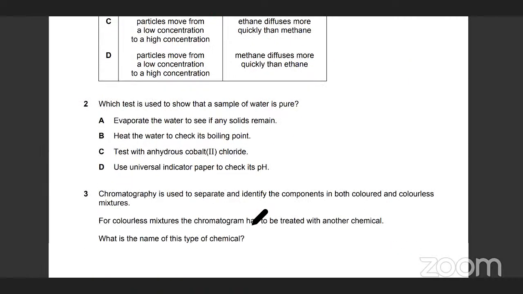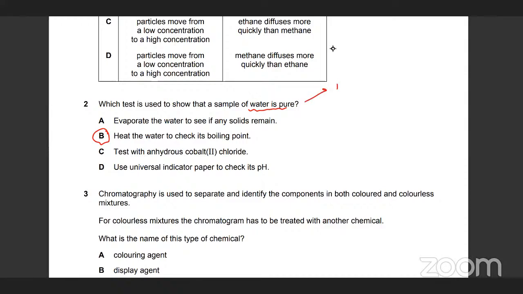Next one is, which test is used to show that a sample of water is pure? Now, remember, it's a question on purity of water, not identification of water. So, how would you know that the water is pure? It boils at a fixed temperature. ठीक है, so you heat the water. Exactly. So you heat the water to check its boiling point or its melting point. So it's going to be B. Remember, they're two different things.